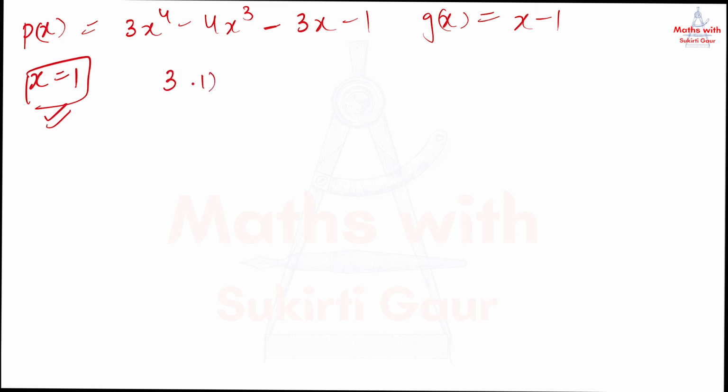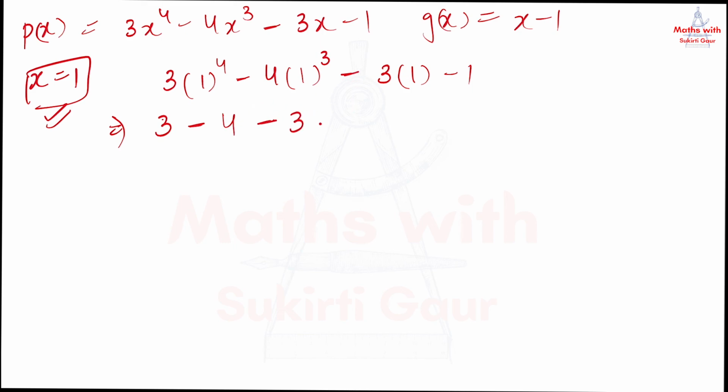3x to the power 4, 1 to the power 4, minus 4, 1 to the power 3, minus 3 into 1, minus 1. Okay, 3 into 1 to the power 4 is 1 only. It means 3 into 1 will be 3. Minus 4 into 1 will also give us minus 4. Minus 3 into 1 will give us minus 3, and minus 1 as it is. Now, the only term with positive sign is plus 3. All the other terms are in negative sign.